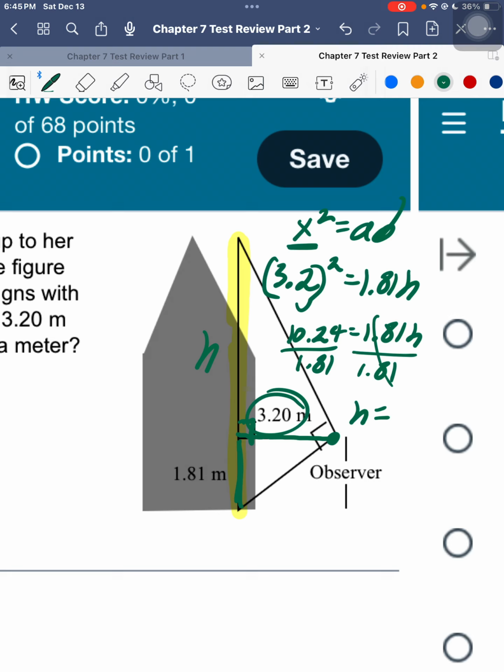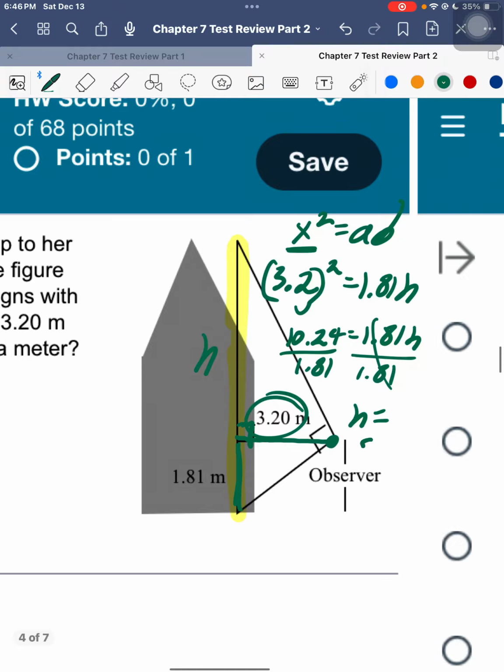So my h is equal to 5.65745. Remember I told you guys at the beginning of the year, never ever ever round your answer until that's your final answer that you're going to put on your piece of paper. This h, this 5.65745, is not the final answer.